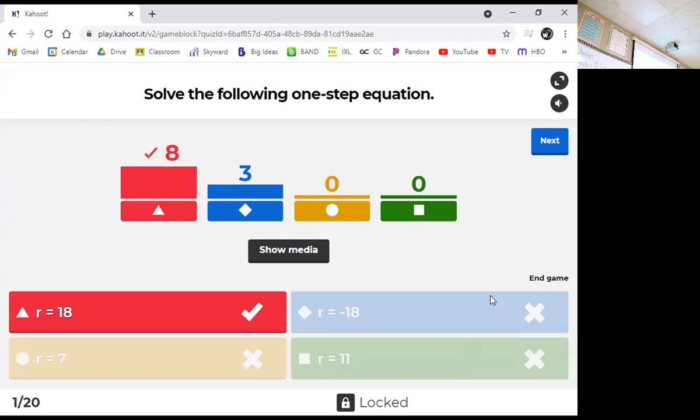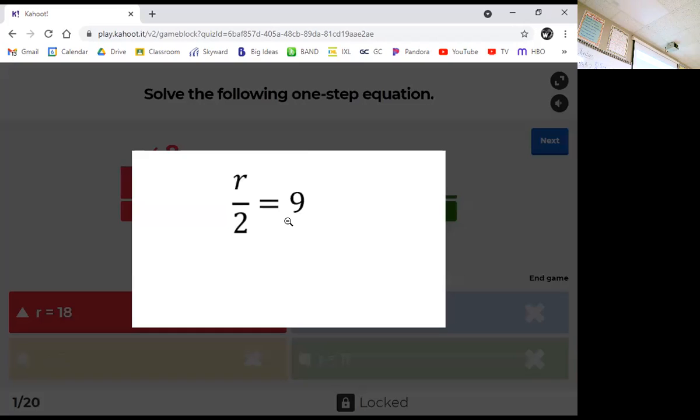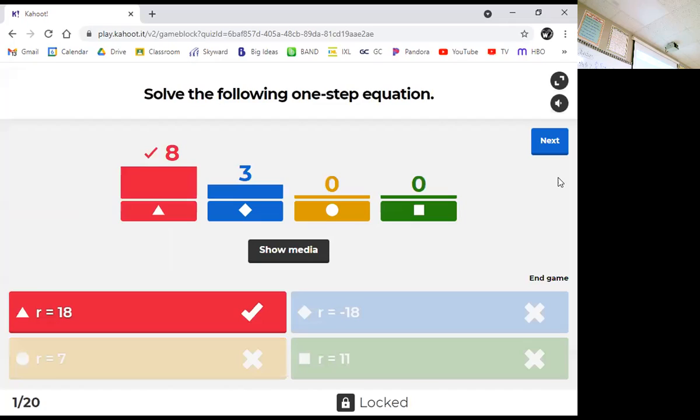So it is r equals 18 because the opposite of dividing by 2 is multiplying by 2, not negative 2, just multiplying by 2. Because as soon as I say multiplying, I've already done the inverse. 9 times 2 is 18, so r equals 18. Notice it doesn't just say 18, it says r equals 18 like it's supposed to. All right, next question.